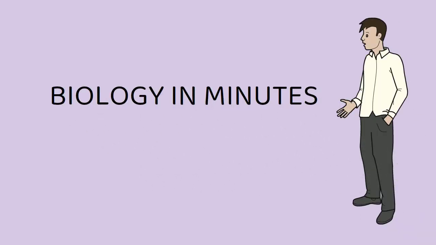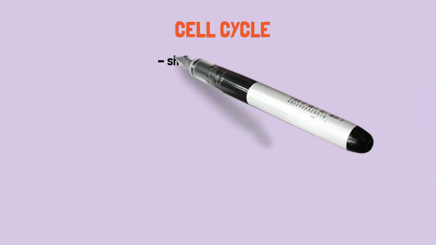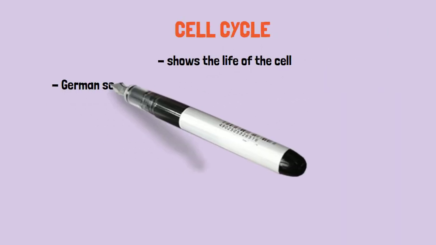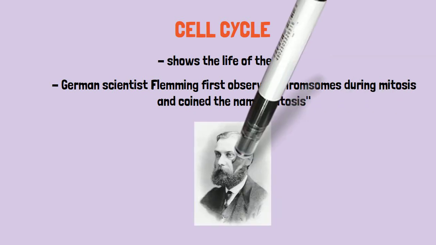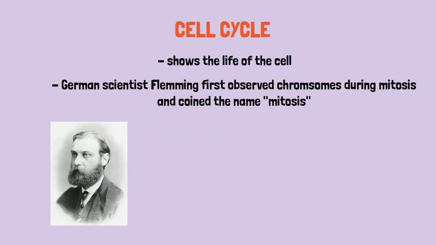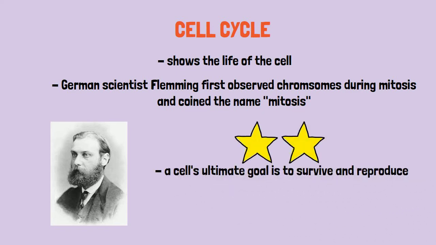Today we'll be talking about the cell cycle. The cell cycle shows the life of a cell. German scientist Fleming first observed chromosomes during mitosis, and he actually coined the name mitosis. An important thing to know is that a cell's ultimate goal is to survive and reproduce.